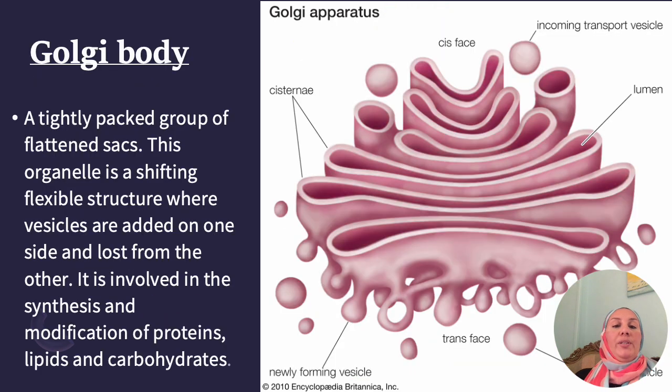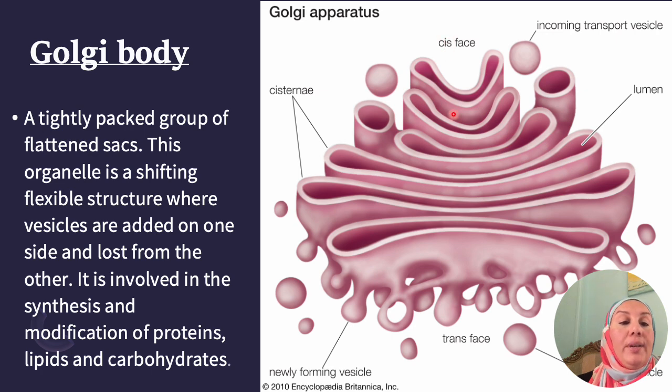Now, the Golgi body, or another word, Golgi apparatus. Both are correct. This is a tightly packed group of sacs, and these sacs have different sizes. You can see that the sacs are increasing in size as we go down, and then they decrease once more. That's normal in the shape of a Golgi body.